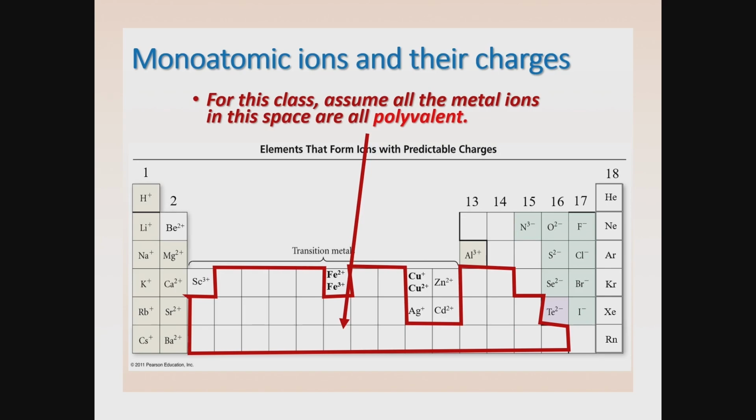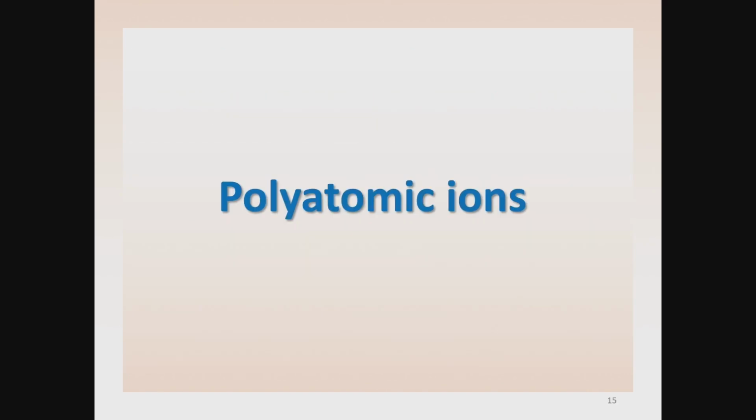We do not expect you to know the charges for these metals here, but just please remember that you should assume that all these other ones are polyvalent, meaning that the metal can have 2 or more different charge states. Okay, so now we move on to polyatomic ions.